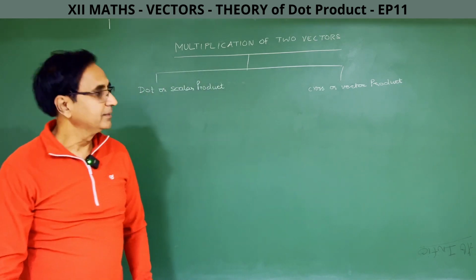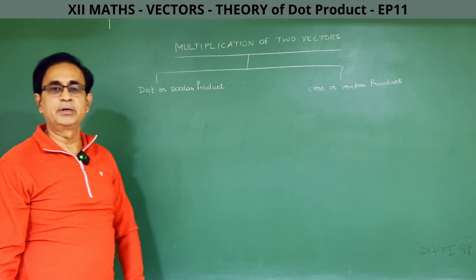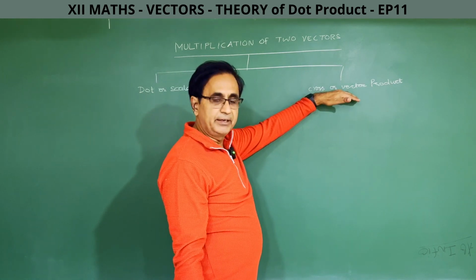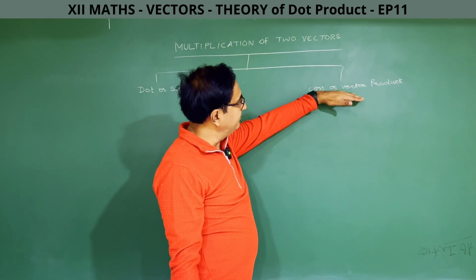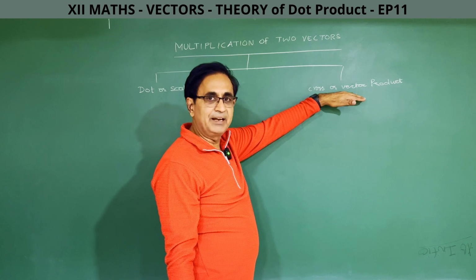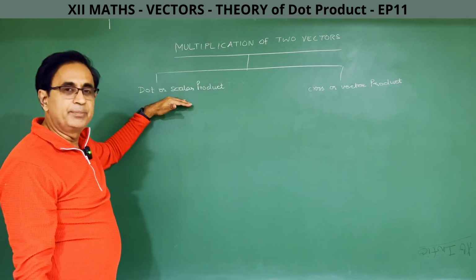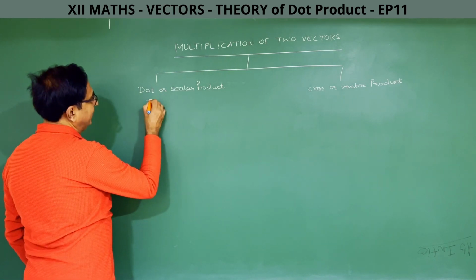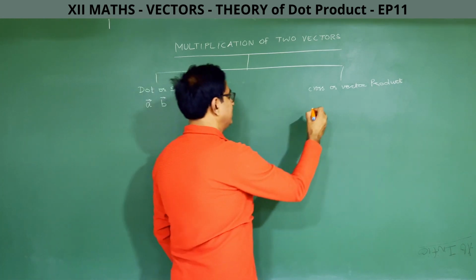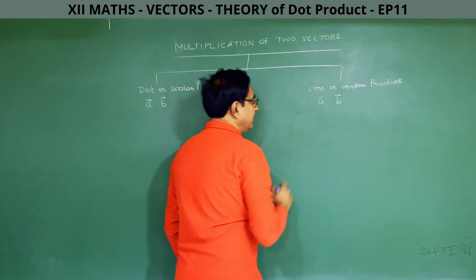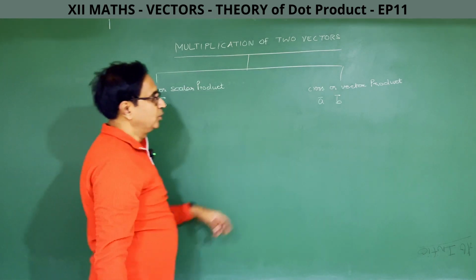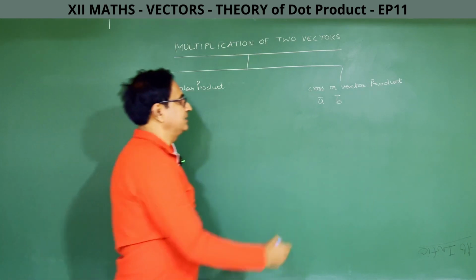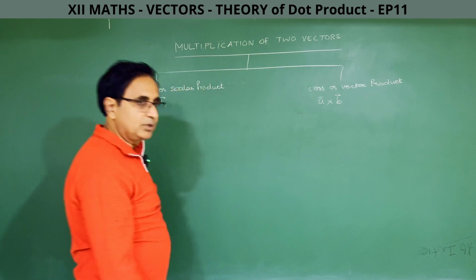As the name suggests, in this kind of multiplication my answer will be a number which could be negative, positive or 0, and in this part my answer will be a vector. When the answer is a vector, it will have both magnitude as well as direction. This side, since it is a number, will just be a number without any direction. So I am dealing with two vectors A and B. Here also I am dealing with two vectors A and B. Now we need to select a symbol to be put between the two vectors. In this case we put a symbol as dot, and in this case we will put a symbol as cross.